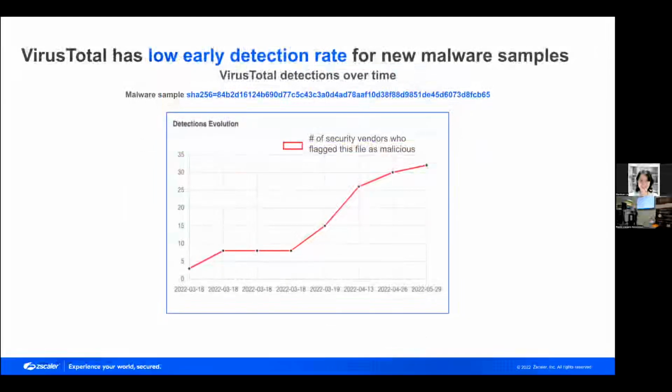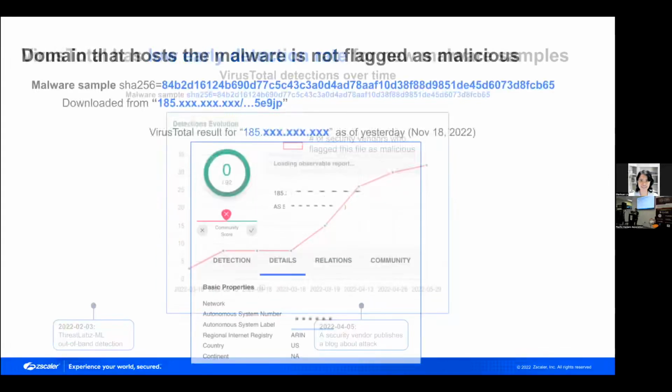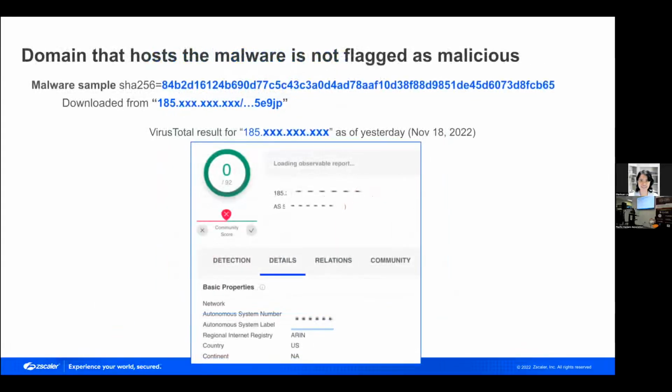And on VirusTotal, the detection was very low at the beginning. And you see a jump. That was because a vendor published a blog, and that's why the other vendors caught up. But in fact, Zscaler was able to detect it one month earlier than anyone else. And here I also want to highlight that even though now VirusTotal knows about this file being malicious, still no one knows where this file was downloaded from. The IP where the file was downloaded from still looks benign, and there's no information about how it's associated with this attack.